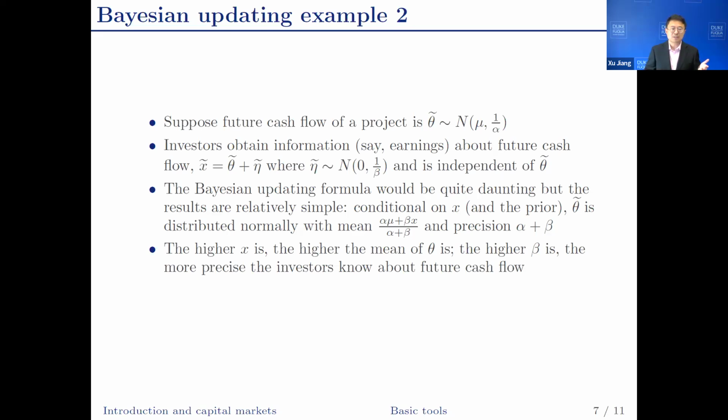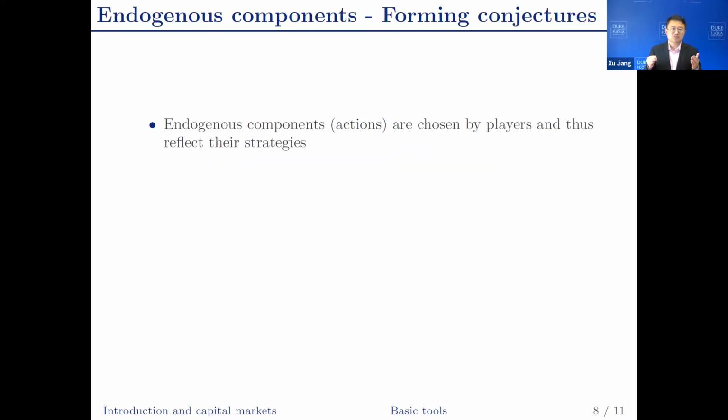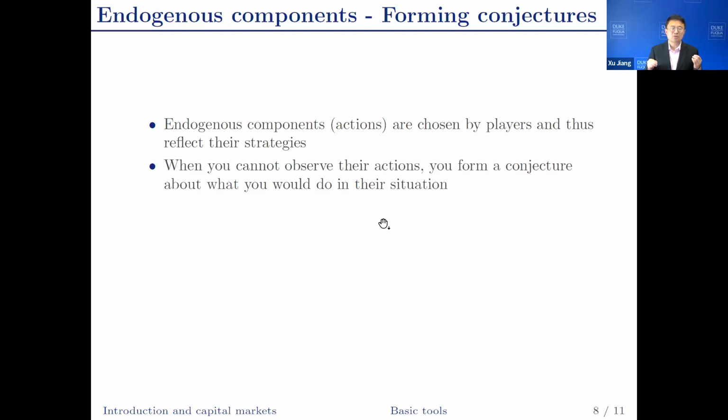For more complicated Bayesian updating, I recommend a classical textbook, the 1970 Optimal Statistical Decisions. Now let's look at endogenous variables. By definition, endogenous variables, endogenous components, are chosen by the players. And therefore, it's not a random variable, which means that you cannot perceive them to have some distribution. Instead, you have to form a conjecture about what actions they're going to choose.